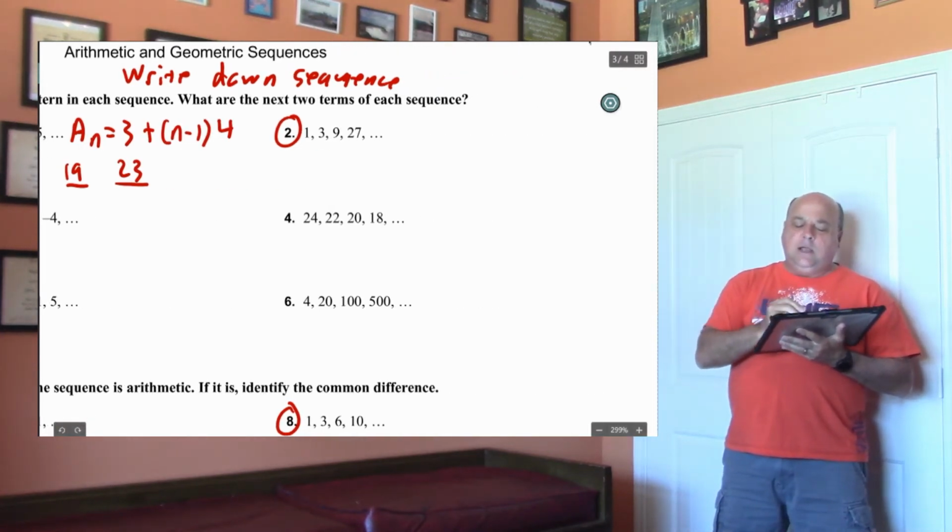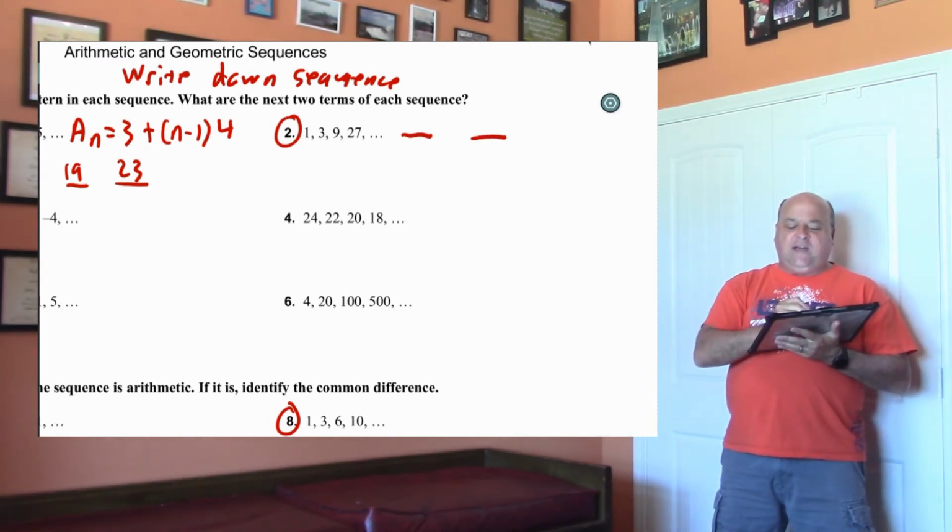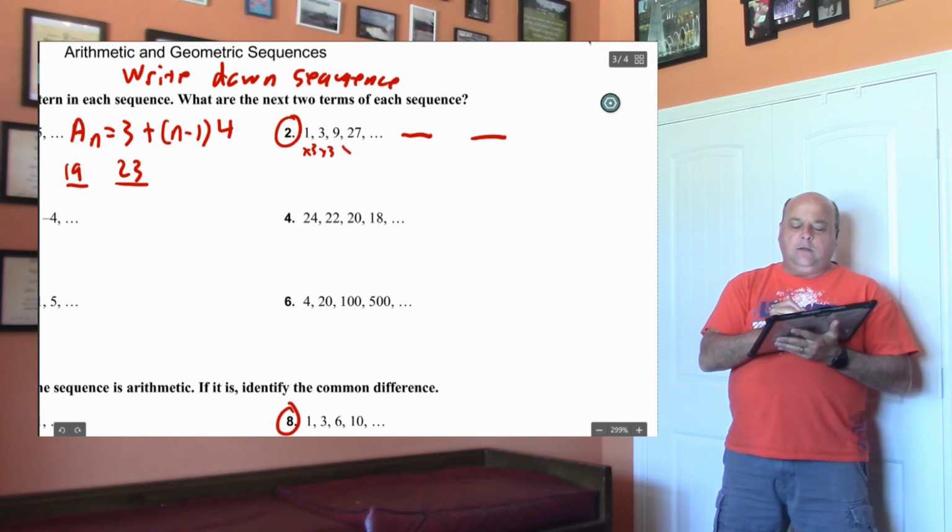Let's go to the next one. Let's draw two blanks, so that way you do that. Now then on this one, if I add, I get 2. 3 plus 2 is not 9, is it? Notice I'm multiplying by 3, aren't I?